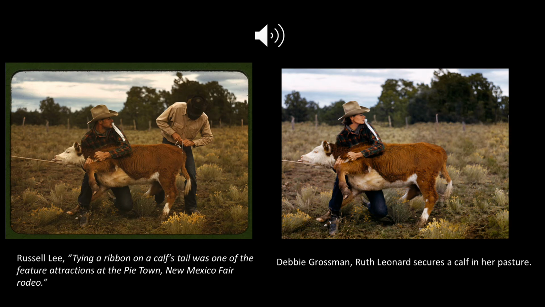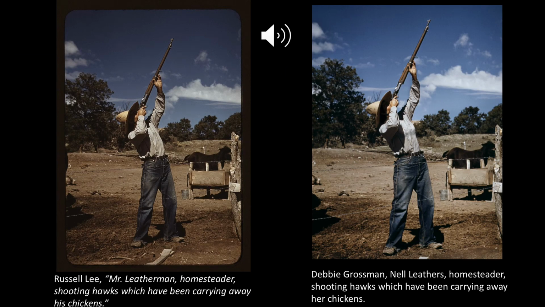And we see now in Grossman's photograph this strong, competent, capable woman who was given the name of Ruth Leonard, securing a calf in her pasture. It becomes a different subject. It's no longer about tying a ribbon on a calf's tail, and we see this very self-sufficient, powerful woman. So here's another great example.